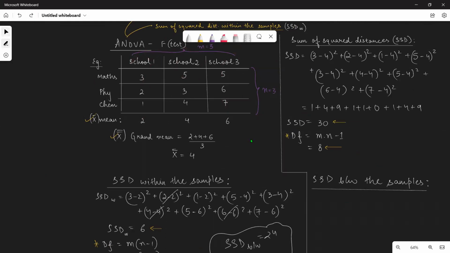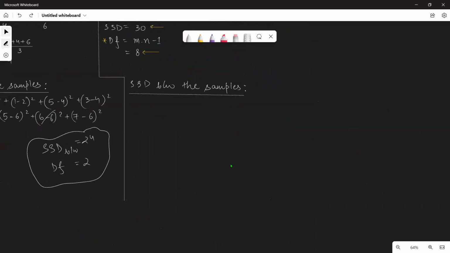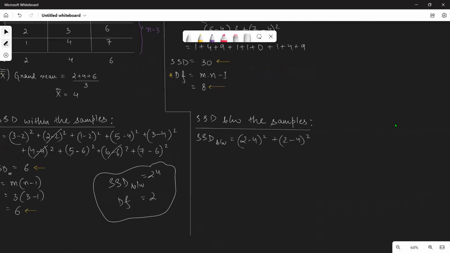Let us understand how we calculate SSD between the sample. Again, fairly simple. When we calculate SSD between the sample, it's simple. I'll just write it down here. SSD between is equal to (2 minus 4) whole square plus (2 minus 4) whole square. What am I doing?